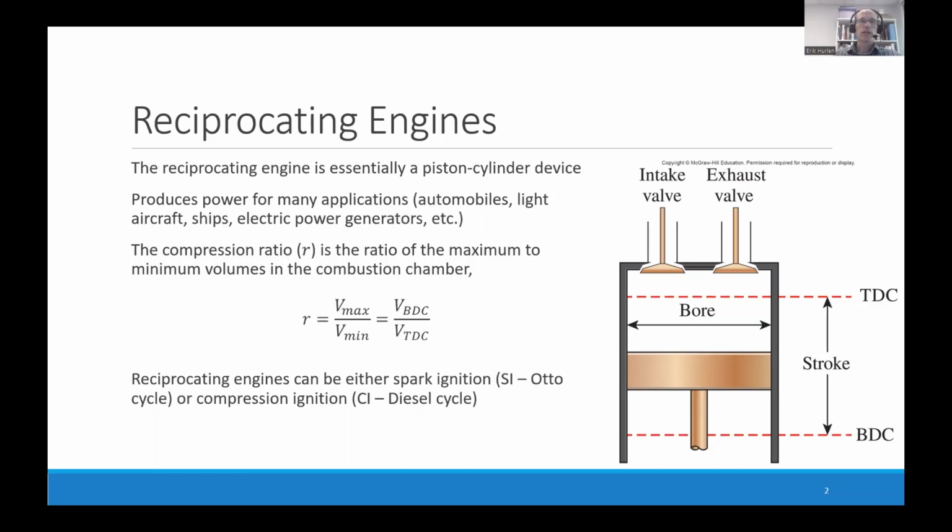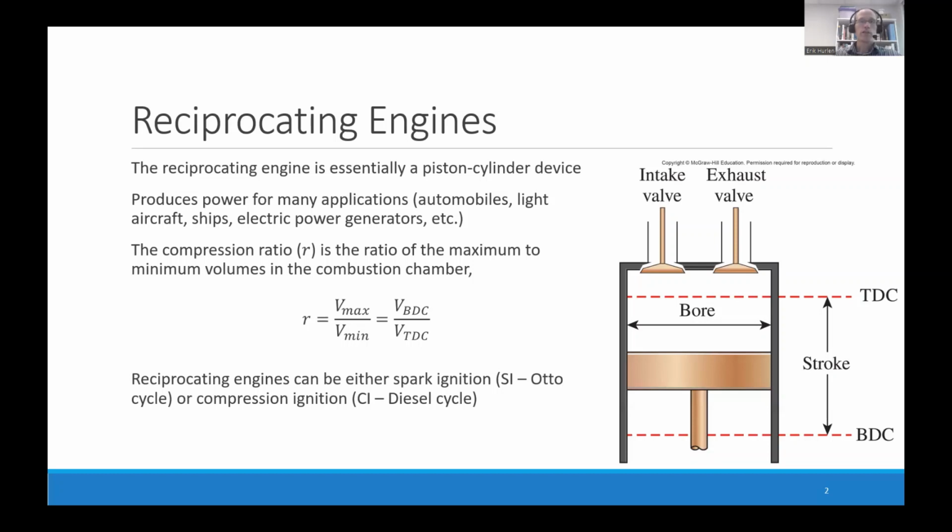These are used in cars, planes, and electric power generators. One important parameter for reciprocating engines is the compression ratio, R. This is the ratio of the maximum to minimum volumes inside the cylinder. The minimum volume occurs when the piston is at top dead center, or TDC, while the maximum volume occurs when the piston is at bottom dead center, or BDC. So R equals Vmax over Vmin, or V at bottom dead center over V at top dead center.